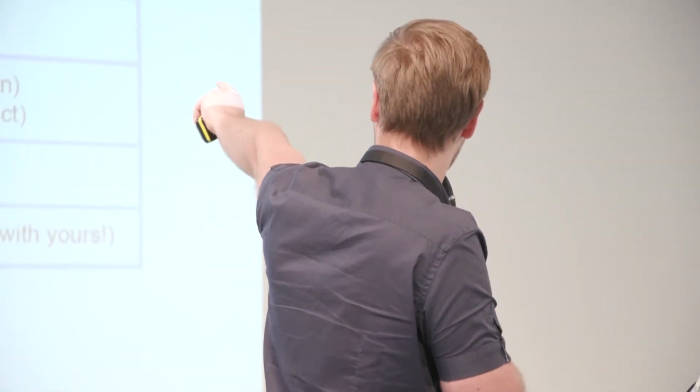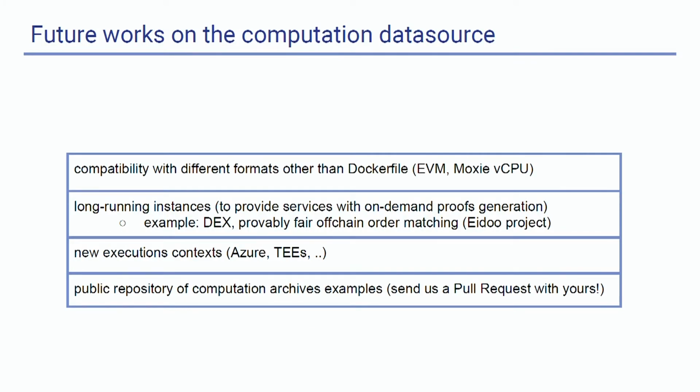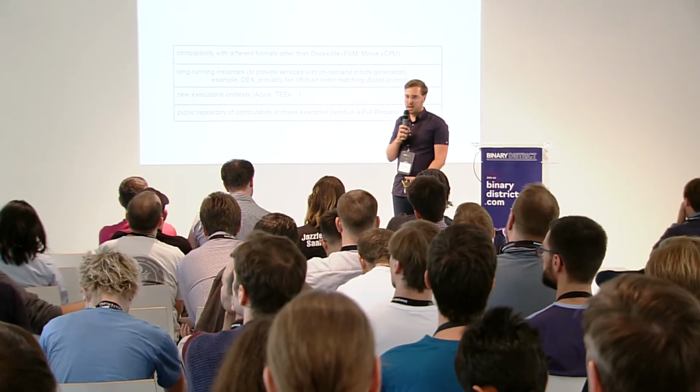We are also trying to make the description of the computation different, so that you can describe it differently. Right now we use Docker just because it's a very standard way to describe the context. We don't use it for isolation because it has proven in the past to do that really badly. We just use it to describe the computation. You may have heard of the Moxie virtual CPU or WebAssembly, so we are investigating those as well to integrate them as different options. But yeah, this is most of the future work that we have in mind and the things that we are currently working on.